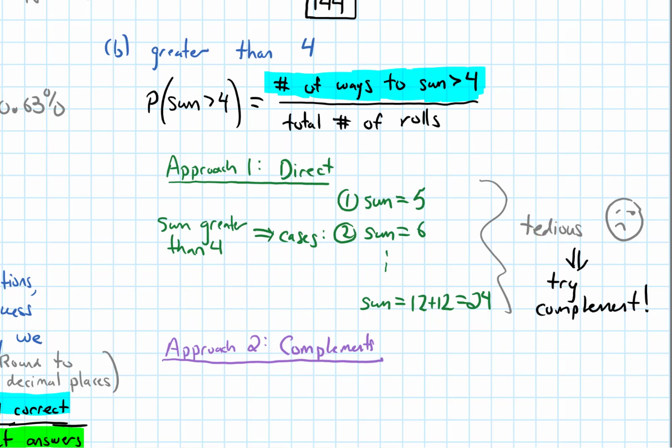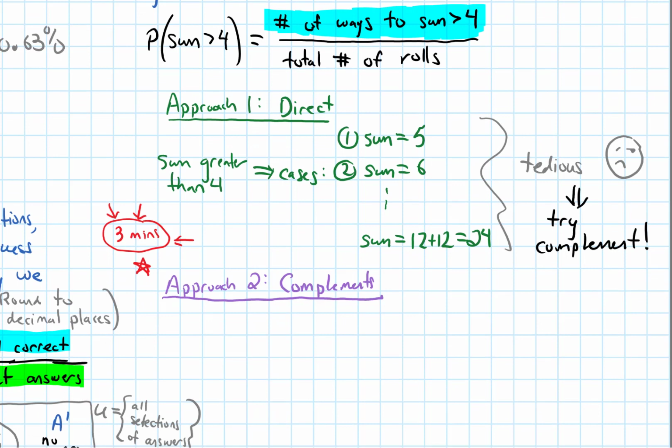I want you to pause the video and try to count the number of ways for the sum to be greater than 4 using complements. Try that for about 3 minutes. 4, 3, 2, 1, pause the video. That may not be enough time to finish the question, but hopefully to get you thinking about the key ideas, how I would get started, and that sort of thing.